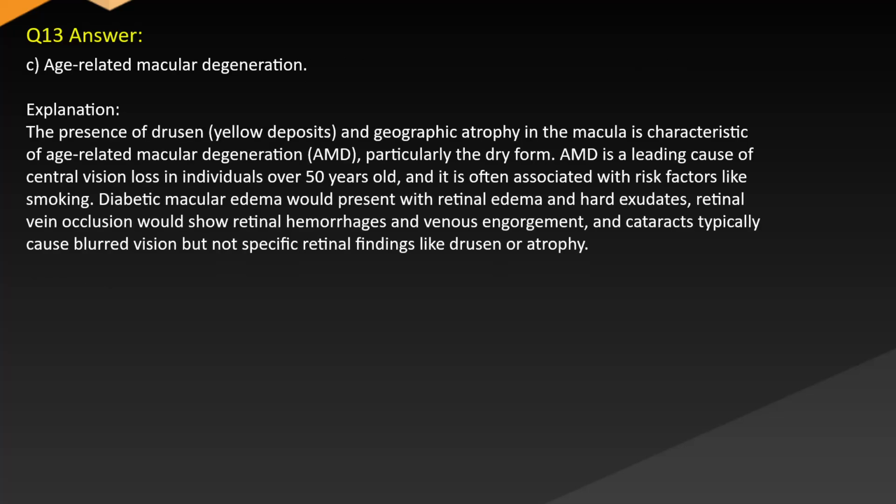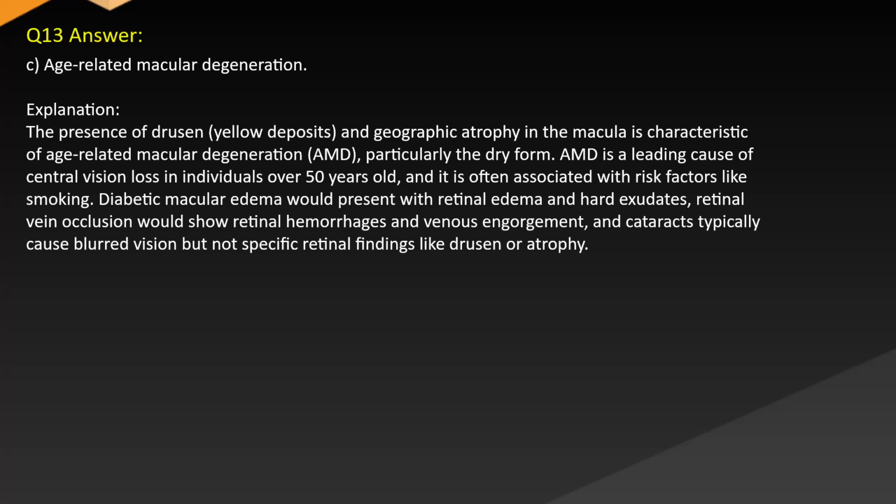Answer C. Age-related macular degeneration. Explanation: the presence of drusen, yellow deposits, and geographic atrophy in the macula is characteristic of age-related macular degeneration, particularly the dry form. AMD is a leading cause of central vision loss in individuals over 50 years old, and it is often associated with risk factors like smoking.